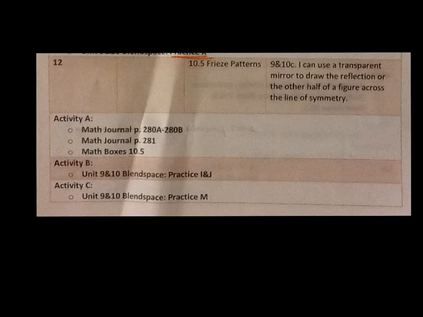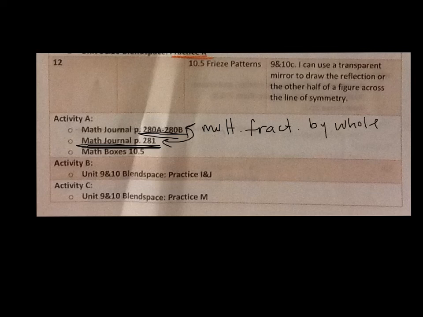Take out your learning journey and make sure you have the date at the top. We're going to make a little change to our learning journey. So we're going to switch Math Journal 280 and 280B with 281. So we're going to do this first. This is our frieze patterns on page 281. And then once you get done with that, then you can move on to these pages, which are multiplying fractions by whole numbers. And then make sure you completed your math boxes. And then activity B is blend space practice I and J, and activity C is blend space practice M. Make it a great day.